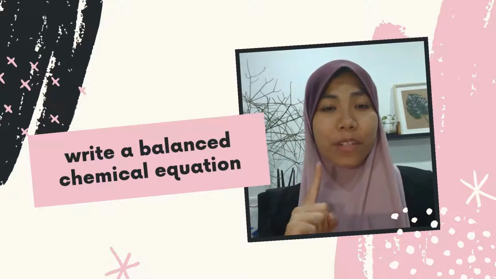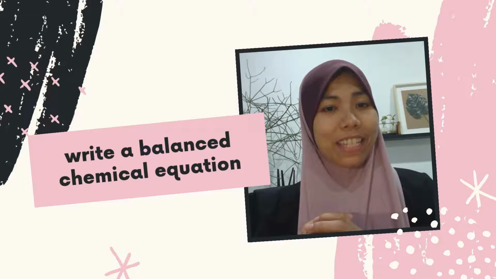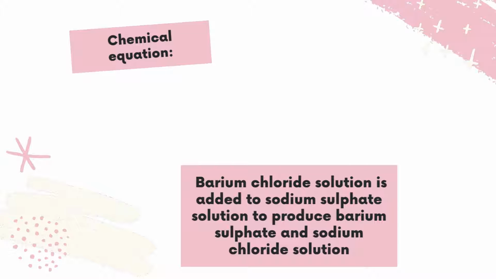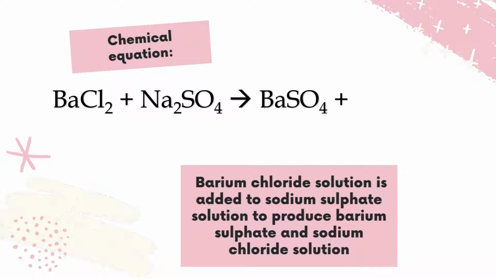Step number 1, make sure you write a balanced chemical equation. For example, barium chloride solution is added into sodium sulfate solution to produce barium sulfate and sodium chloride. Make sure you write down number 2 in front of sodium chloride to balance the equation.